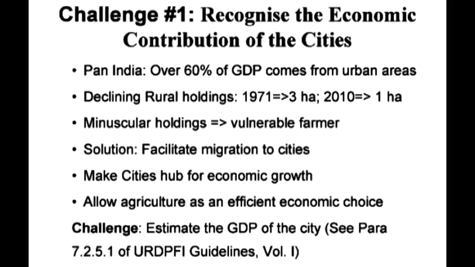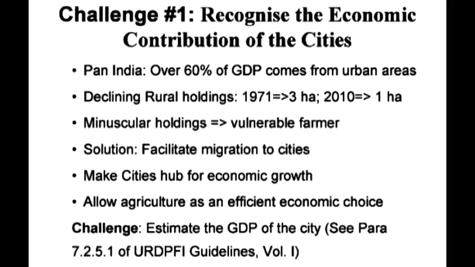I gave one example before at a macro level, which again here: over 60% of the GDP of the country comes from urban areas. And we have ignored urban areas for far too long. From independence onward, somehow we were reluctant to urbanize. Planning, urban development, and investment in urban areas were done half-heartedly. We did not want people to come to cities. As a result, the population remained in rural areas, and land holdings came down from 3 hectares in 1971, when the first agricultural census was taken, to less than 1 hectare now. Small holdings will definitely make the farmers vulnerable.